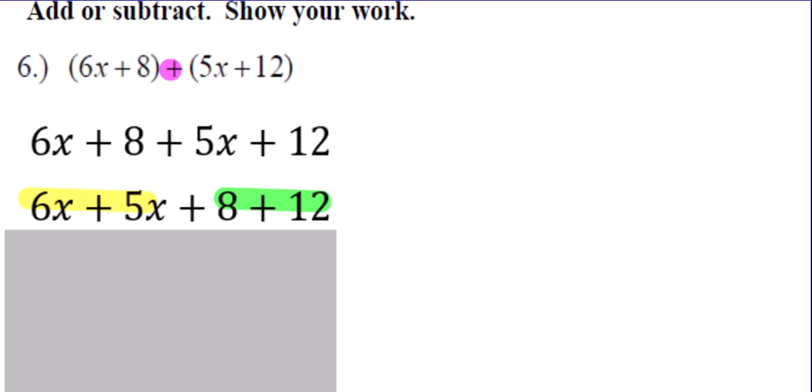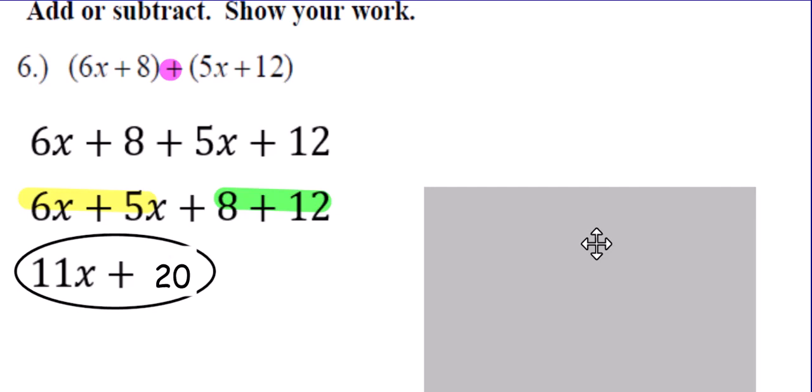When I add 6x plus 5x together, I'm going to get 11x. When I add 8 and 12 together, I get 20. So my final solution here is going to be 11x from adding my like terms together, and then 8 plus 12 gets me 20, from adding my two constants together. So final solution, 11x plus 20.